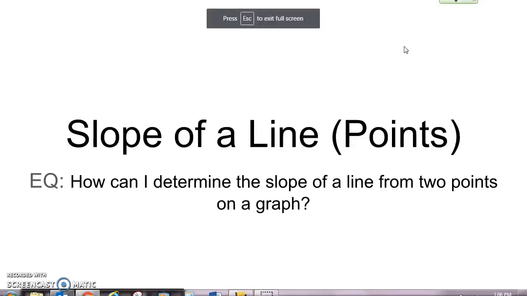Alright, today we are going to do the second half of this Digits 5.3 that we started yesterday, and today we're going to be learning how to find the slope of a line when we're just given 2 points.